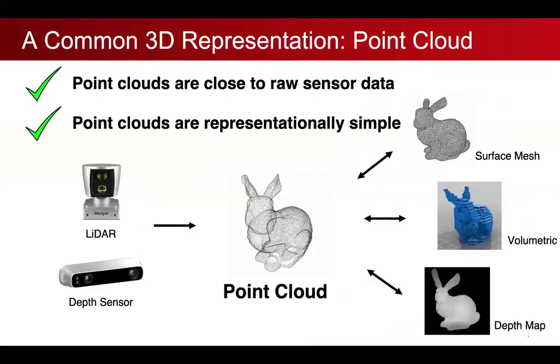Okay, so a point cloud is a very common 3D representation and has 2 important characteristics. First, point clouds are very close to sensor data. You have different types of sensing devices that directly capture a point cloud. And also, point clouds are very simple as a representation, because we can convert both to and from a point cloud and other shape descriptions, such as surface mesh, 3D grids, implicit shape, or a depth map.